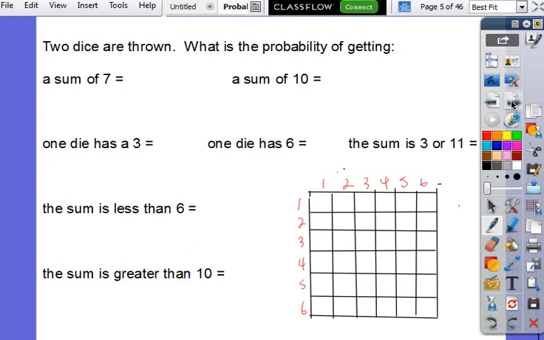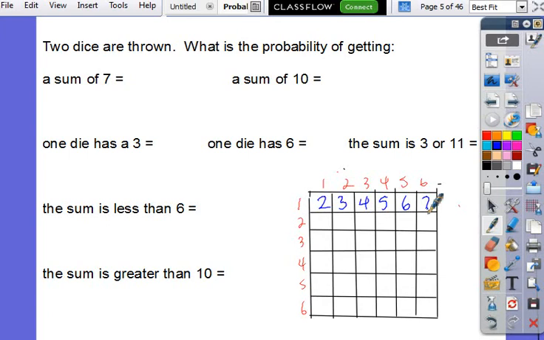Alright, the 1 die problems are easy. The 2 dice, a little more complicated. The first thing I'm going to do whenever I'm dealing with rolling 2 dice is make sure I have this chart done. Alright. If I roll a 1 and a 1, what would the total be? 2. If I roll a 1 and a 2, that would be a 3. 1 and a 3 would be 4, and then so on down the line.